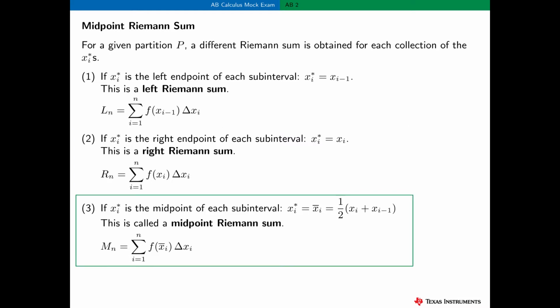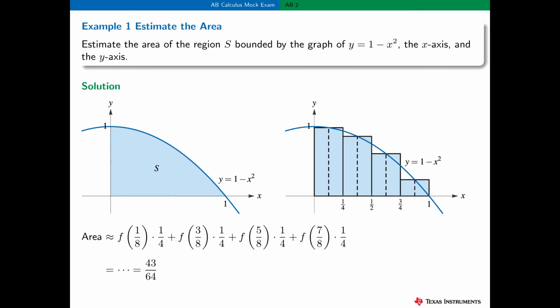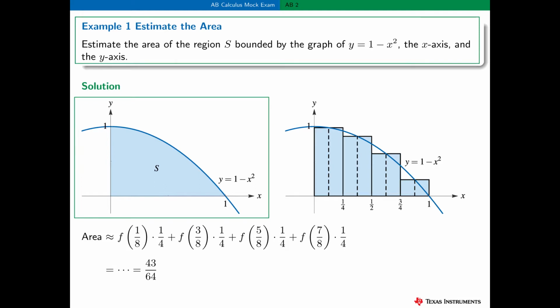And if x sub i star is the midpoint of each subinterval, denoted x sub i bar, then the sum is called the midpoint sum, denoted M sub n. Riemann sums arise in a variety of AP calculus applications. Let me just consider a quick graphical illustration of a midpoint Riemann sum. Suppose we want to estimate the area of the region S, bounded by the graph of y equals 1 minus x squared, the x-axis and the y-axis, as shown in the figure on the left.